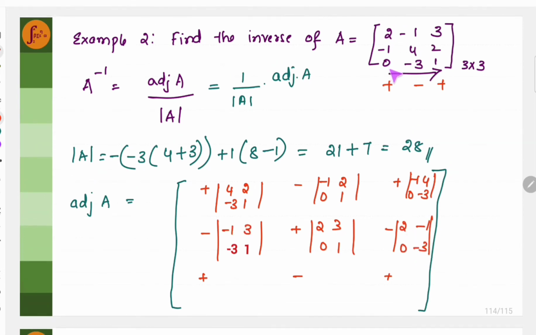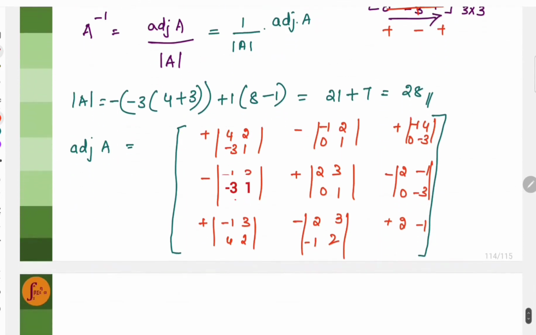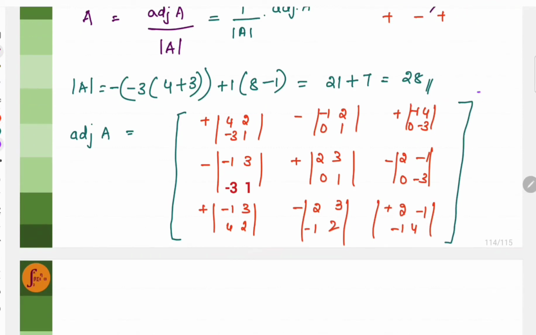We'll go to the seventh element, 0. It's going to be minus 1, 3, 4, 2. The next one is minus 3. The cofactor for this, ignoring this row and column, would be 2, 3, minus 1, 2. And the last one, for 1, is going to be 2, minus 1, minus 1 and 4. And let's not forget to put the transpose here.